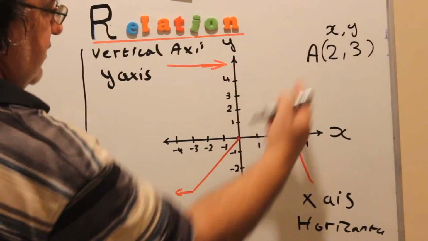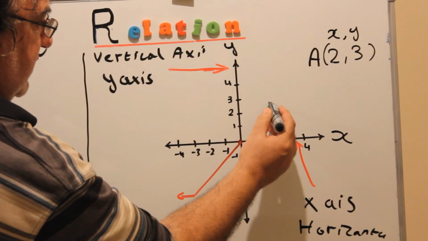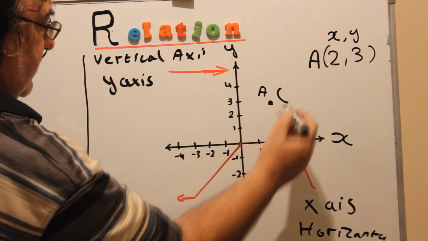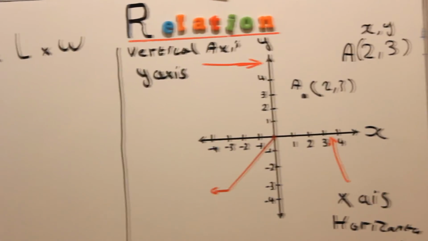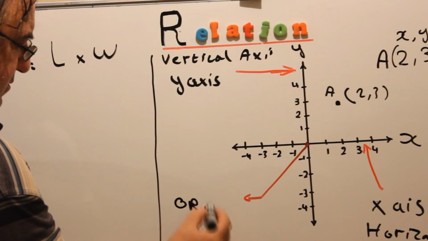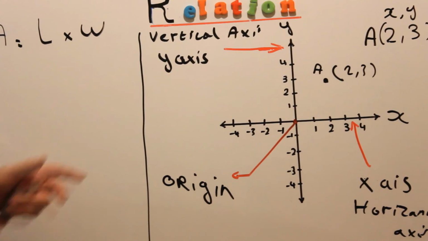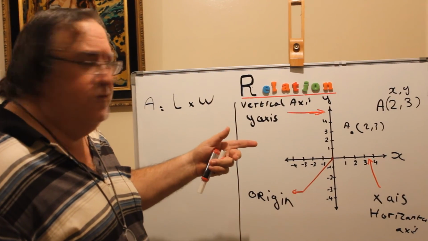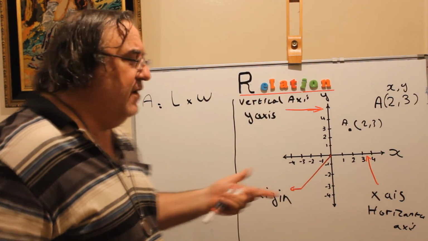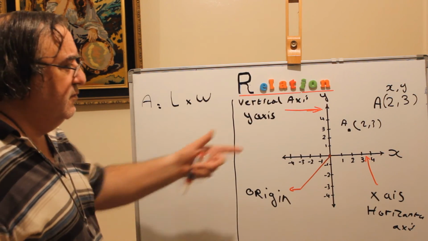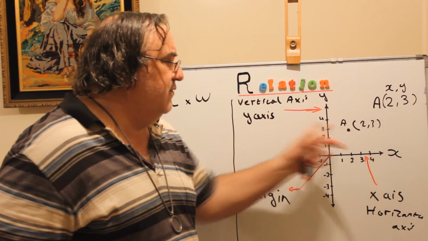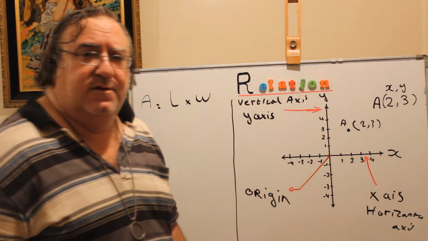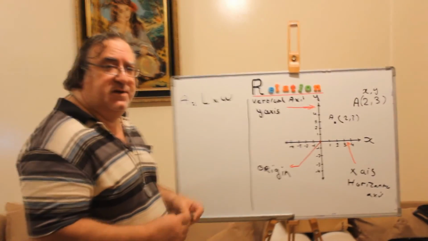Anyhow, if we go for x = 2, then y would be 3, so this is point A. The coordinates of this are 2 and 3. This point, we call the origin. So you have to be familiar with these things to know how to make the graph of an equation. If you have an equation, you must know how to put the points of the variables of the equation.